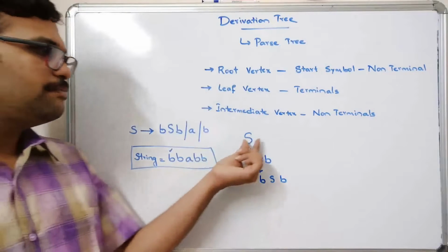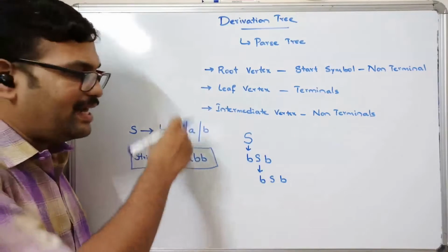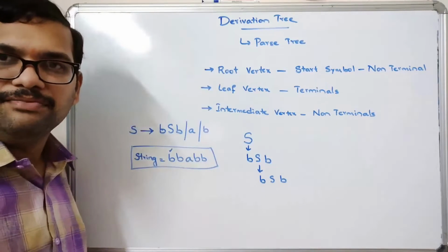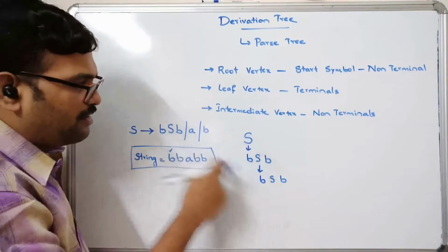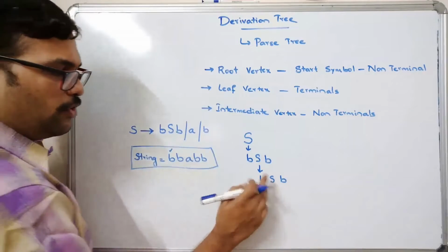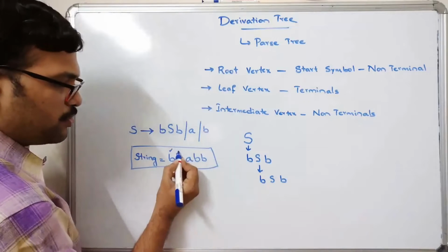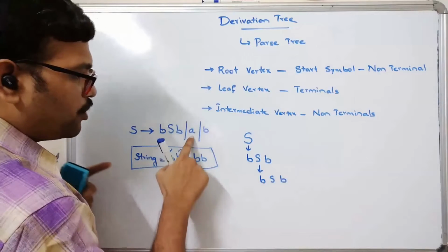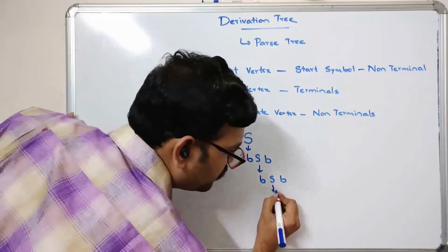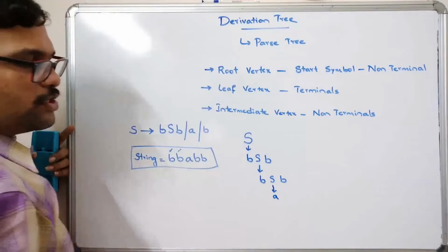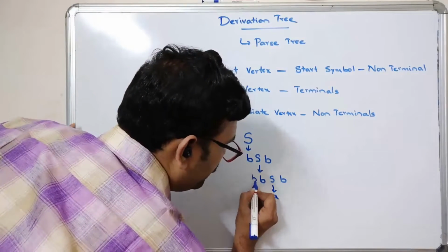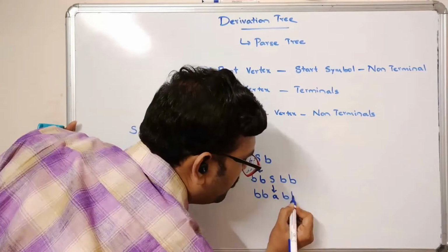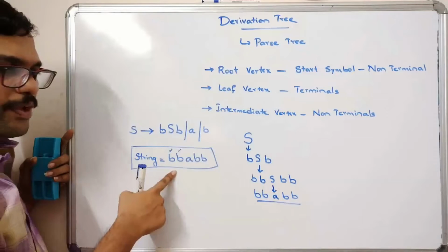From the start symbol, we are just substituting the production rules and deriving the string, because this string is accepted by this particular context-free grammar. You can observe here BB, this one also achieved BB, and also at the end we have achieved BB. Now A: you can substitute S with A. If you substitute S with A, it will be BB, A, BB. So this is the required string.